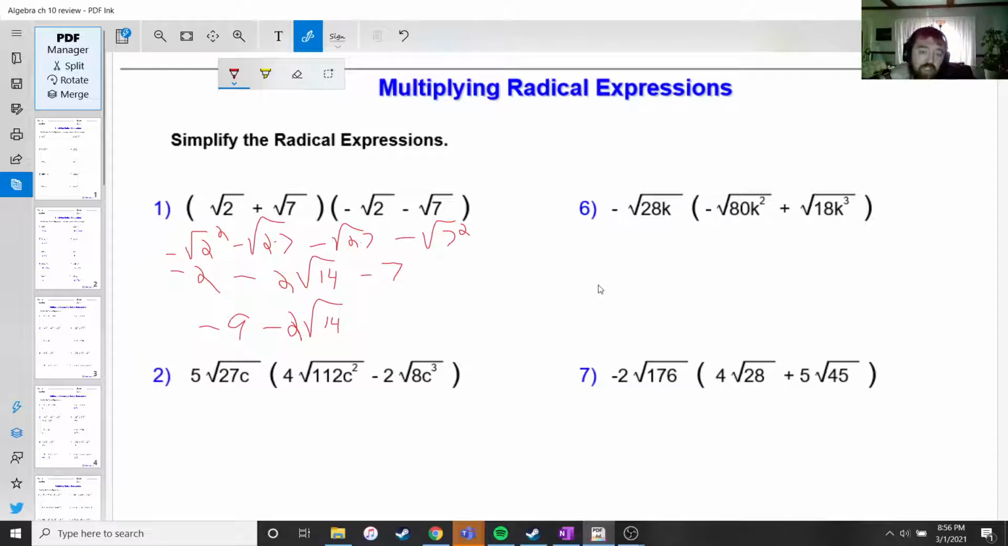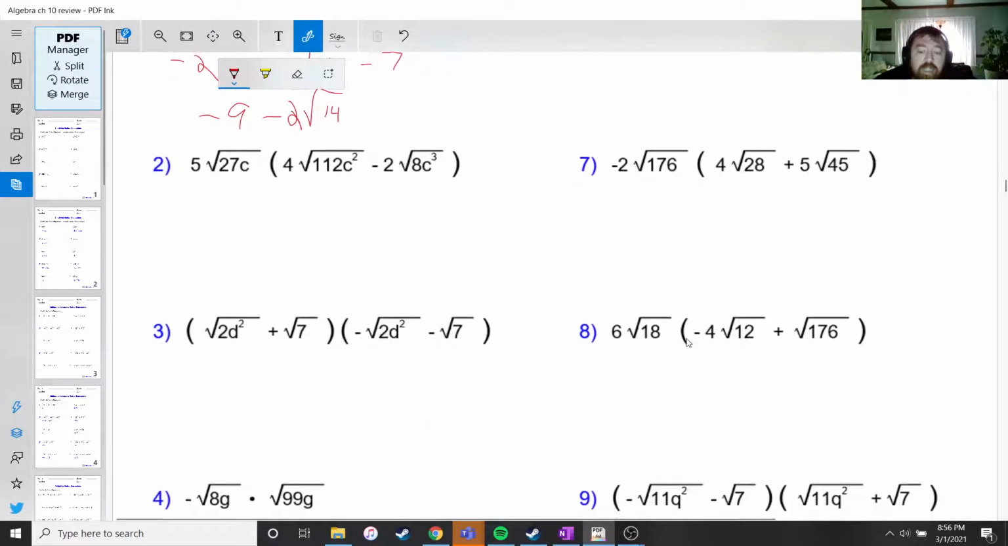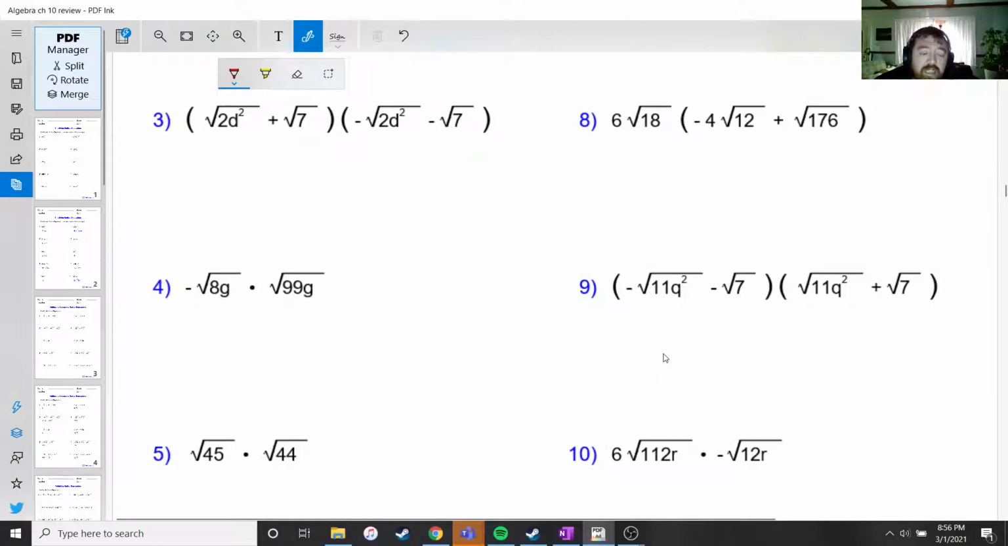So a lot of these are larger than what you guys are going to see on the test, but if you're able to do these, you should be perfectly fine for the test that's coming up. So, I mean, I don't want you guys to stress too much, but what I would do is, if possible, simplify the radicals.